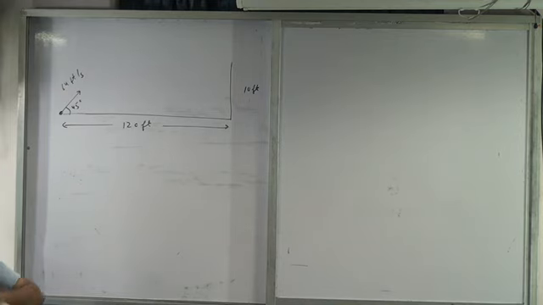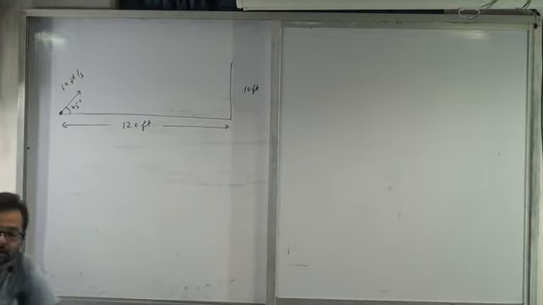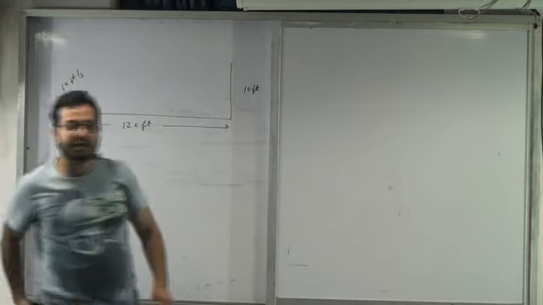H max. No, why should h max be 10? It is not said that the goalpost is being placed at the center of the range. It could be anywhere. See, range is not going to decide. Understand this. Range is not going to decide.